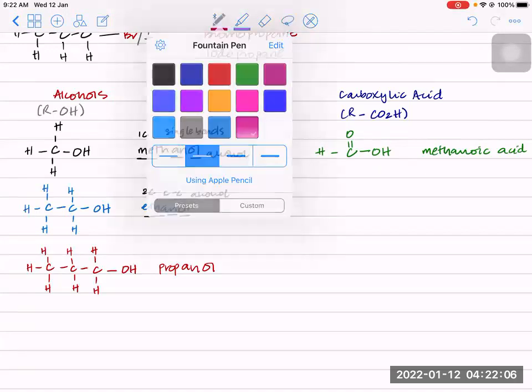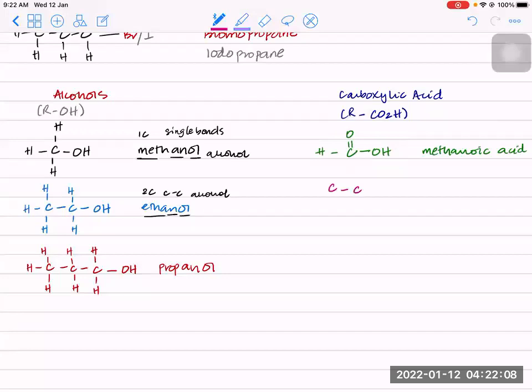Let's see a two carbon acid. So you have a two carbon acid right here. Do you see you have an alkyl group, a methyl group right here, a methyl attached to a CO2H? Yes. So this right here is ethanoic acid. Why eth? Because two carbons. Why an? Because carbon-carbon bonds are single.